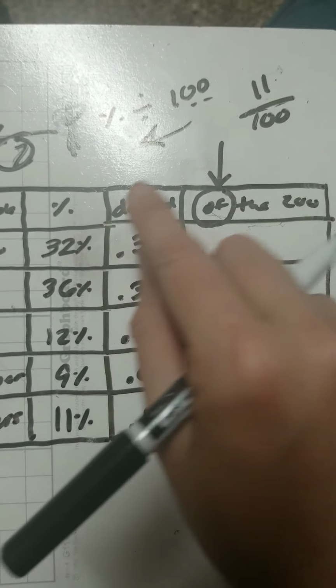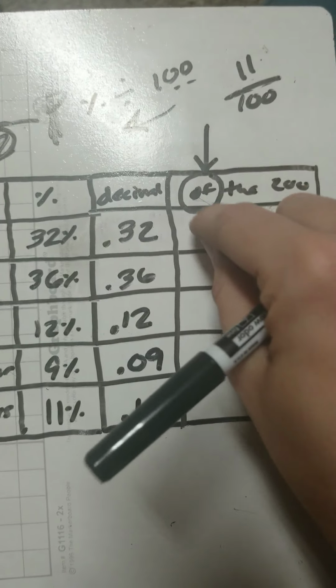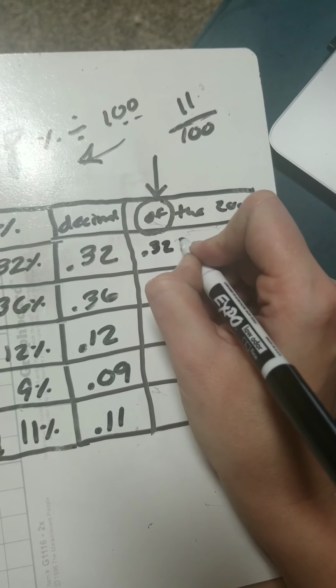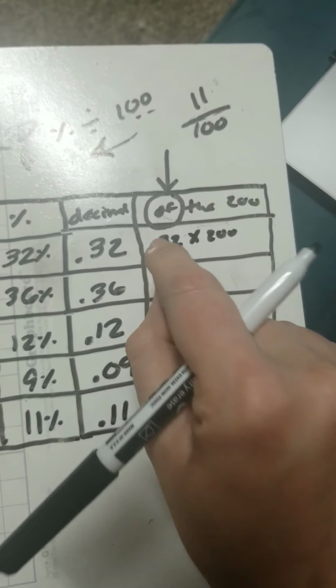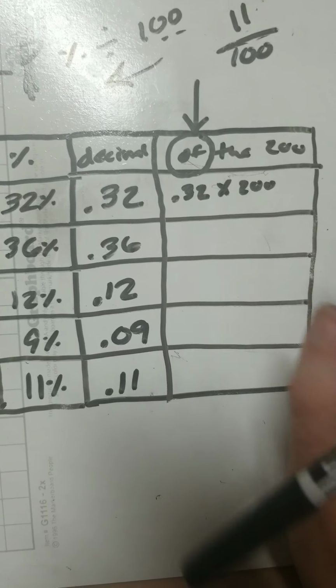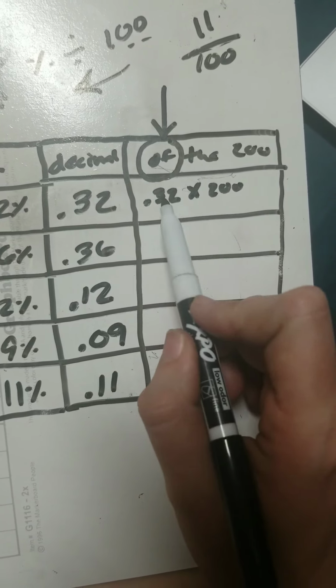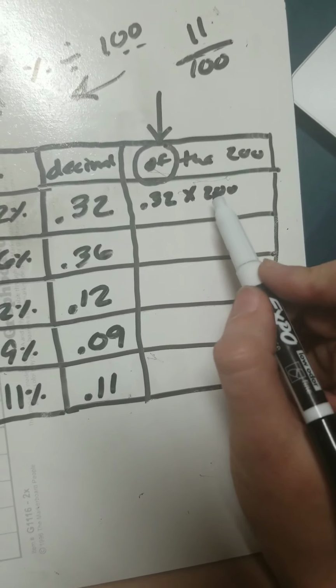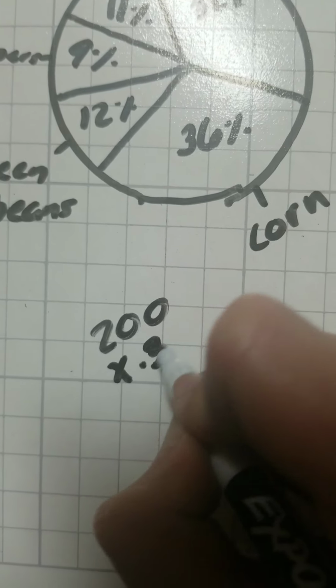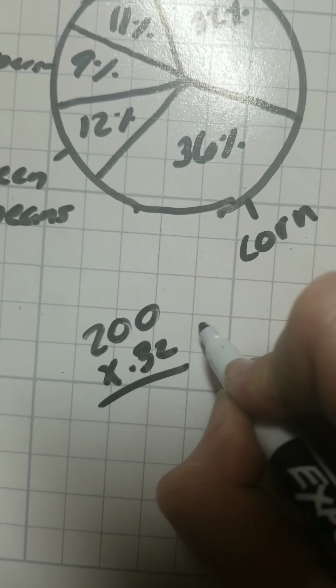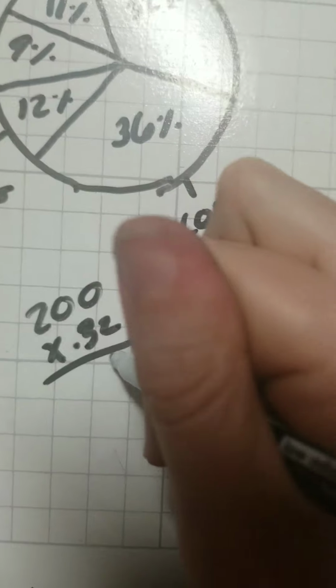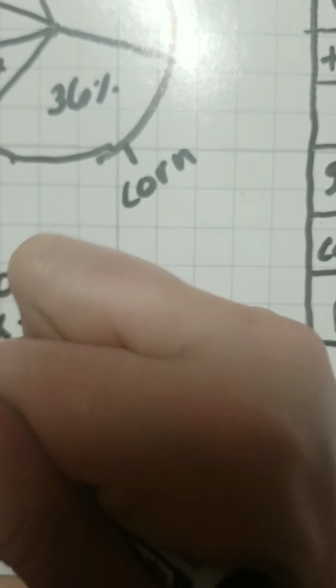Now, this is percent of the 200. That word of right there means that I need to multiply. So I'm going to multiply 0.32 of the 200. You have to make sure it's a decimal before you do the multiplying though. So we're going to do 200 times 32 hundredths. Because there are 2 decimal places in this number right here, my answer has to have 2 decimal places. So I have 0, 0, 4, done with the 2, drop a 0. 3 times 0, 3 times 0, and 3 times 2. And then 2 decimal places.